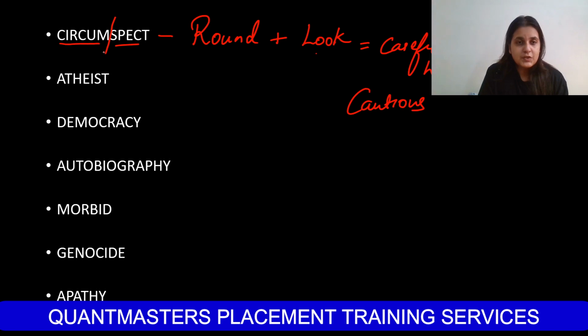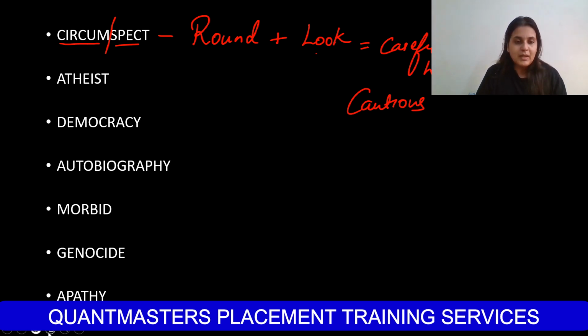So you know the meaning of circum. Circum means round and spect means look. Similarly, you can understand various other words from circum. When you say circumnavigate, circumspect, circumference, circumscribe, spectacle, spectacular, speculate, all of these words are related to each other. So that is what we are going to do in our classes. We are going to work on the technique of word mapping.